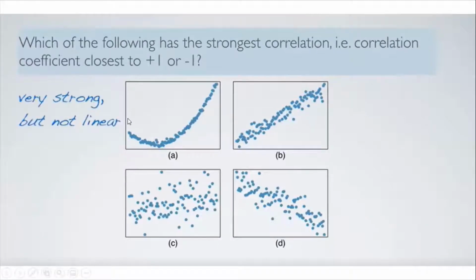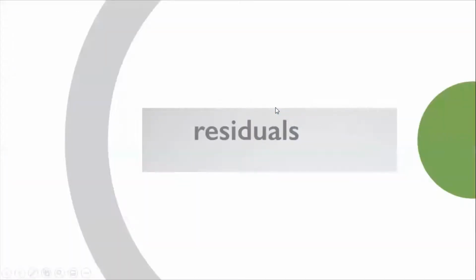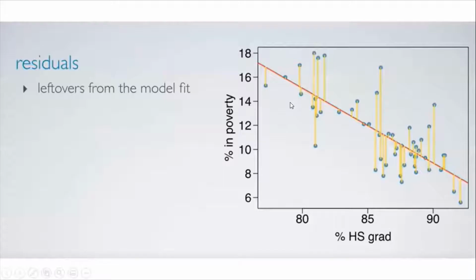Next, we already know that. After association and the correlation coefficient, we should talk about the residual. What are residuals? Basically they are leftovers, leftovers from a model fit. Understand this. What are the leftovers?